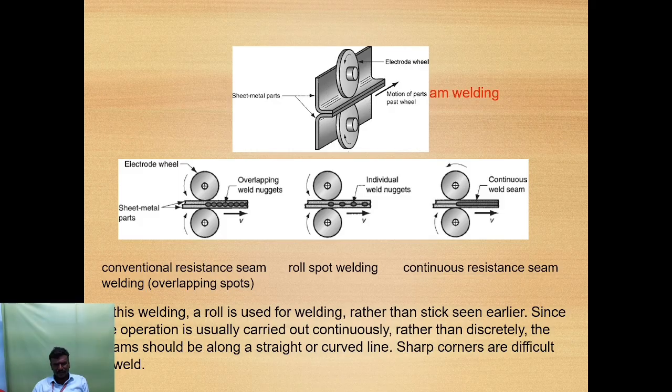Among the types of resistance welding, first is seam welding, in which a roll is used for welding rather than sticks in the area. Since the operation is usually carried out continuously rather than discretely, the seams should be along straight or curved lines. Sharp corners are difficult to weld.